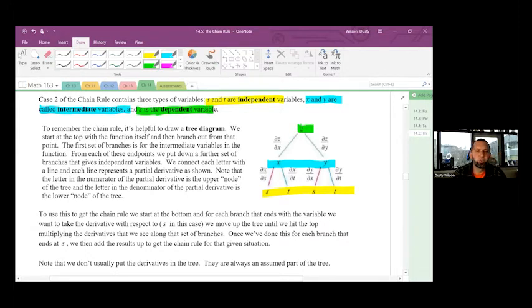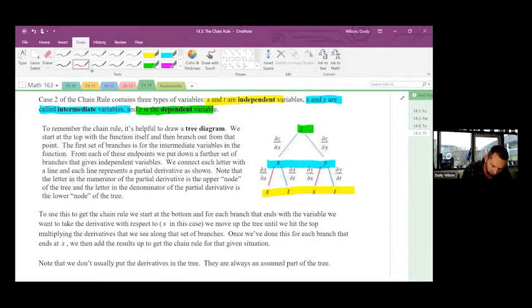To remember the chain rule, it's helpful to draw a tree diagram like we've been doing. We start at the top with the function itself and then branch out from that point. The first set of branches is for the intermediate variables in the function. From each of these endpoints, we put down a further set of branches for the independent variables. We connect each letter with a line, and each line represents a partial derivative as shown. Note that the letter in the numerator of the derivative is the upper node of the tree, and the letter in the denominator of the partial derivative is the lower node of the tree.